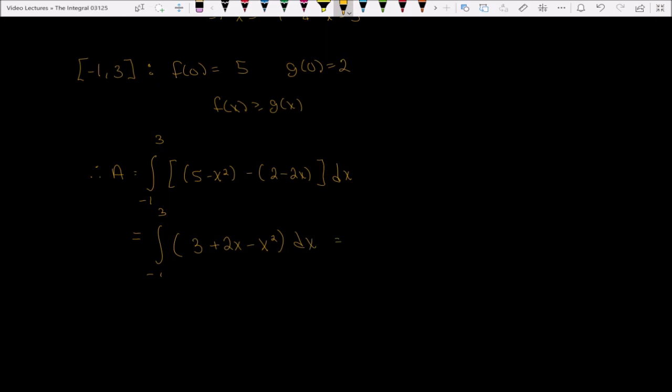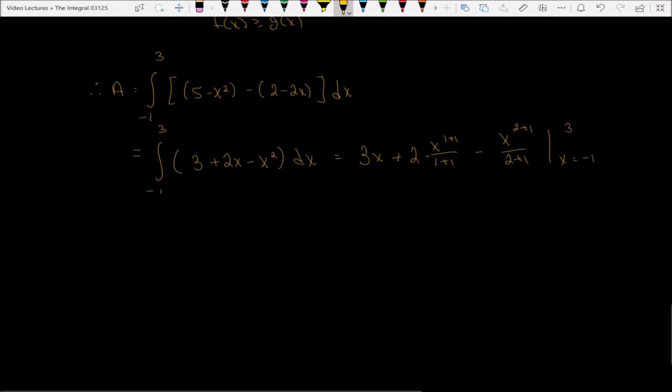Again, using the fundamental theorem of calculus, first find an antiderivative. 3x plus 2 times x to the 1 plus 1 over 1 plus 1 minus x to the 2 plus 1 over 2 plus 1, evaluated from x equals -1 to 3. This is 3x plus x squared minus x cubed over 3, evaluated from x equals -1 to 3.